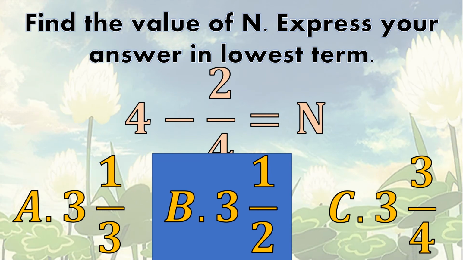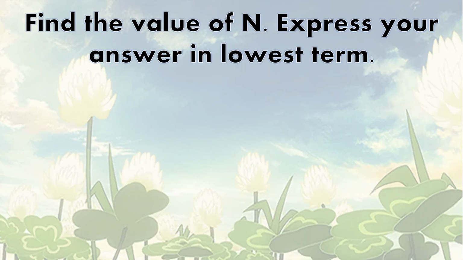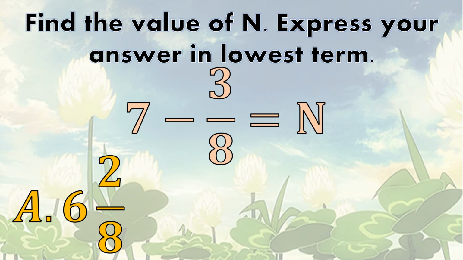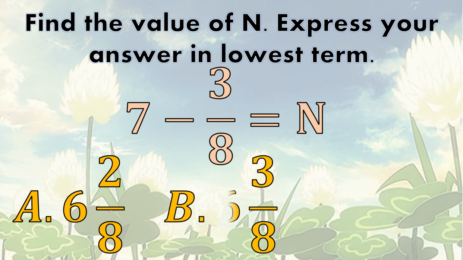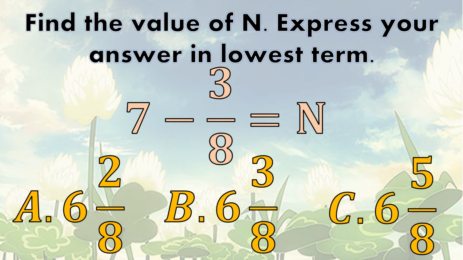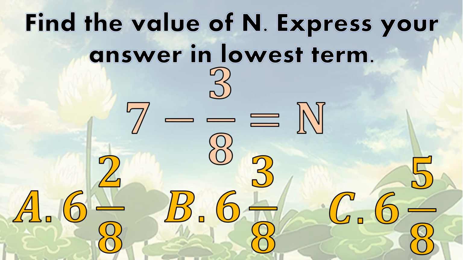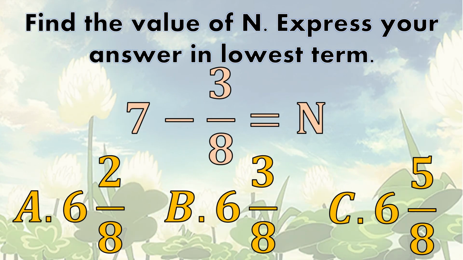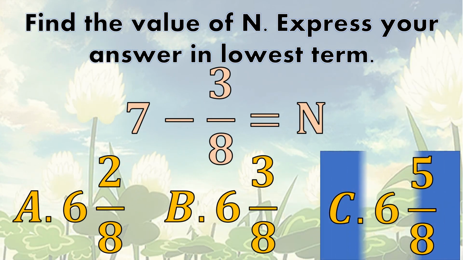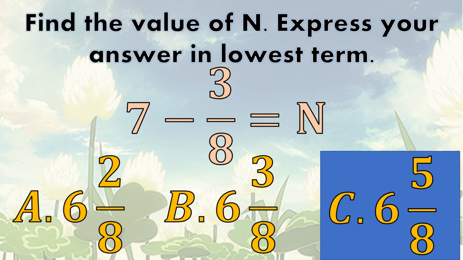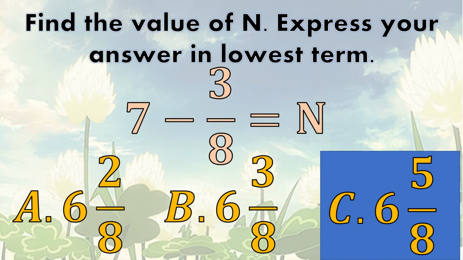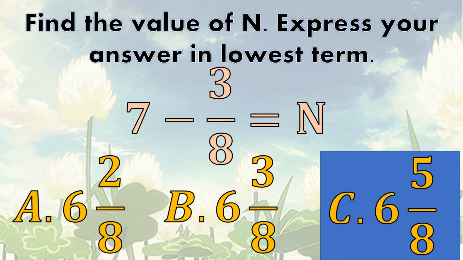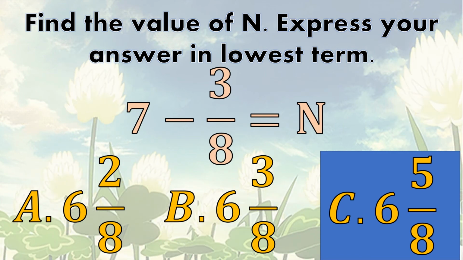Okay. Number 2, 7 minus 3 eighths. Is it A, 6 and 2/8, B, 6 and 3/8, C, 6 and 5/8? Yes, the correct answer is letter C, 6 and 5/8. Why? Because 8 minus 3 is 5. The numerator now is 5. Copy the denominator, 8.